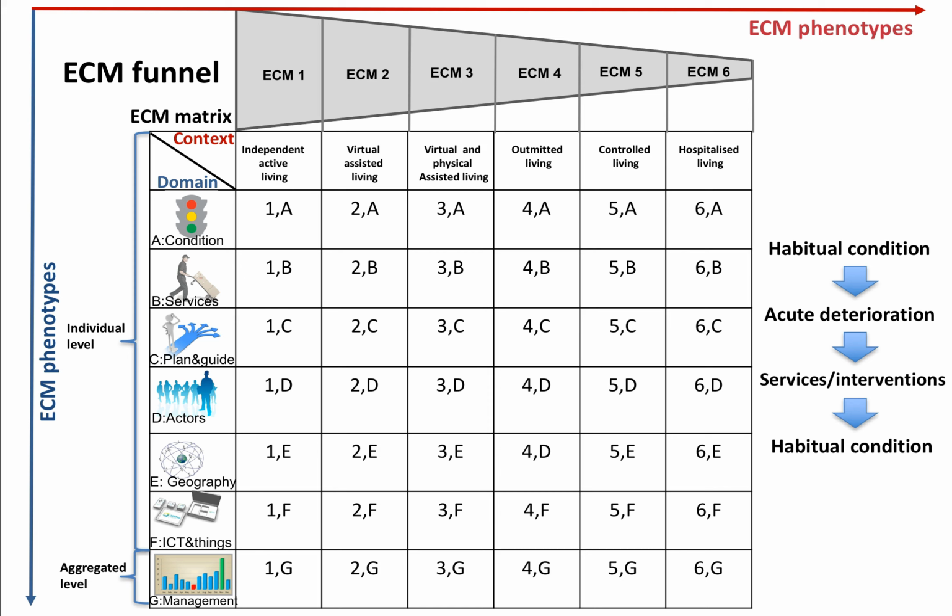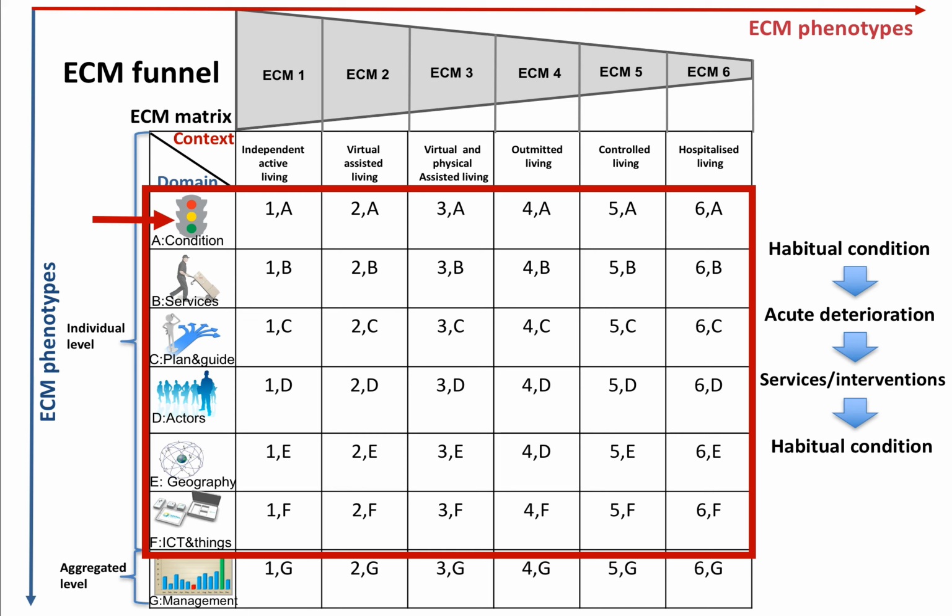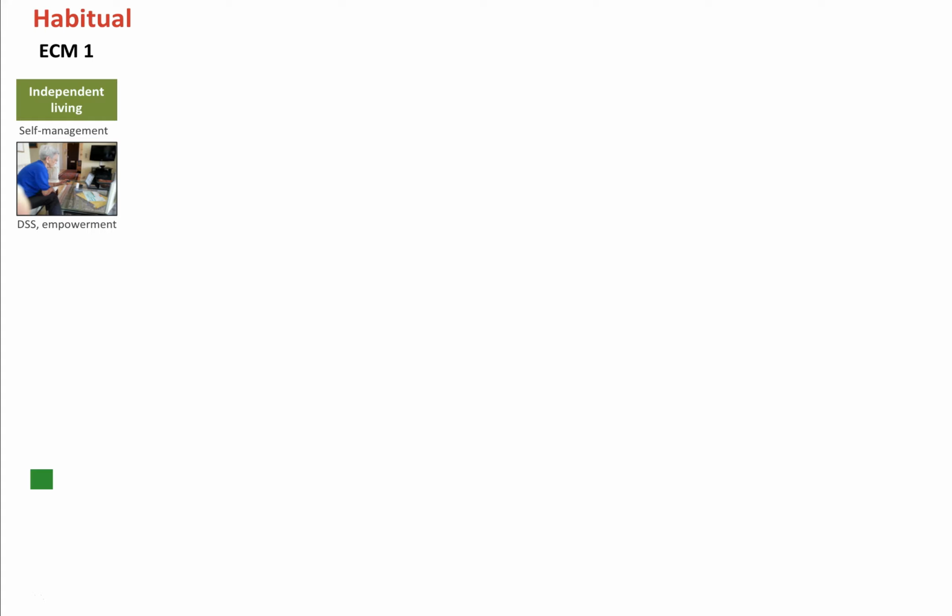To describe all the aspects of this deterioration, it requires that we handle information from the first 6 ECM domains: A, Condition; B, Service; C, Plan and guide; D, Actors; E, Geography; and F, Information technology and things. Let's first look at how the process presents itself without using the ECM matrix explicitly. Let's look at a description of the context and the associated events chronologically. Here we have Eve. She's in a habitual condition as shown by her own condition measurements. She's the ECM1, active and independent living.